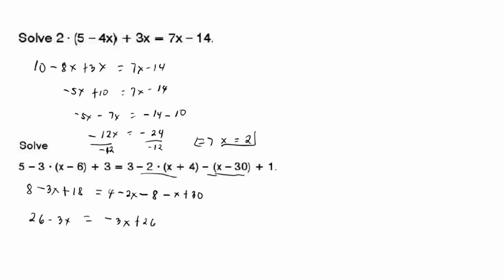Okay, so I have now two terms on both sides. Now I'm going to transpose to combine like terms. So I have here 26 minus 26 is equal to negative 3x, the other one with positive 3x. So this one is 0 and this is also 0. So we need to say we don't have the value of x.